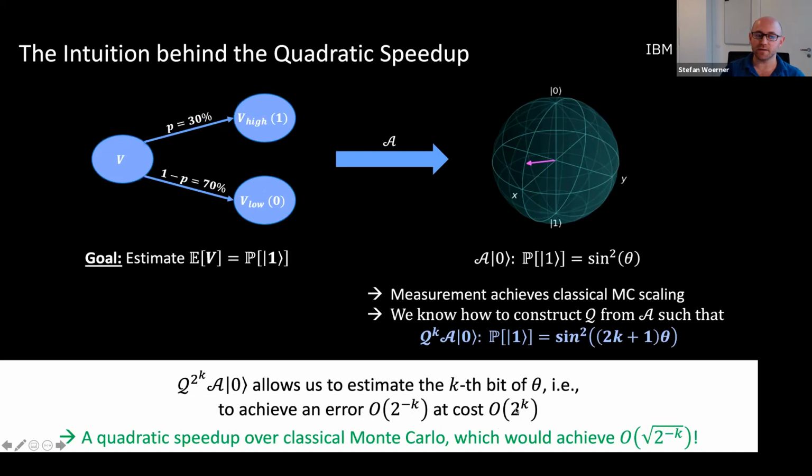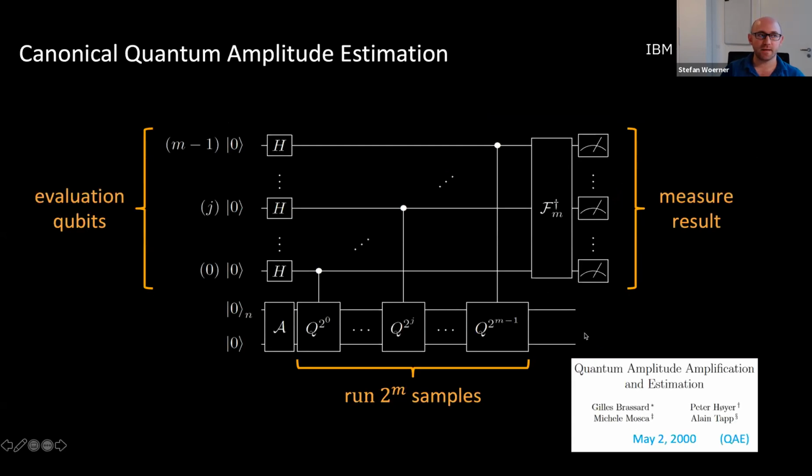And this is actually already the quadratic speedup, because if we would use 2 to the k samples classically in Monte Carlo simulation, we would get an error of square root of 2 to the minus k. And so this is the difference, that here we can construct these derived problems that allow us to estimate bit by bit, essentially. This is the basic algorithm behind that, and it's called quantum amplitude estimation.